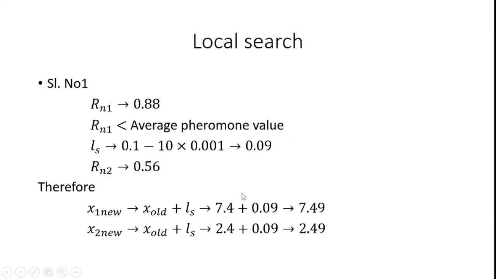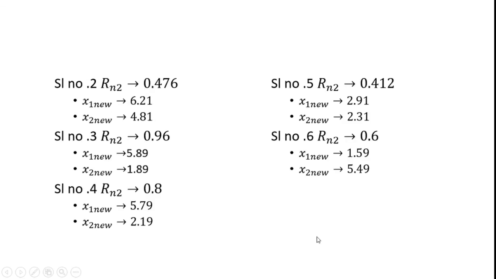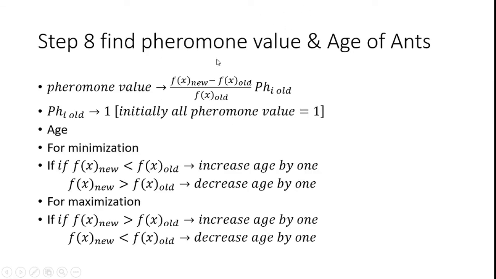So I utilized the same 7.4 plus 0.09, the identified LS, and I got 7.49. Similarly, to identify X2 new, here also X2 old plus LS, where 2.4 is the initial superior region point as the X2 value. So I add 2.4 plus 0.09 and get 2.49. Similarly, I utilize the same formula for all the other 5 superior regions available in the total population, and I can get the newer points x1 and x2. And then step 8, find the pheromone value and the age of ants.